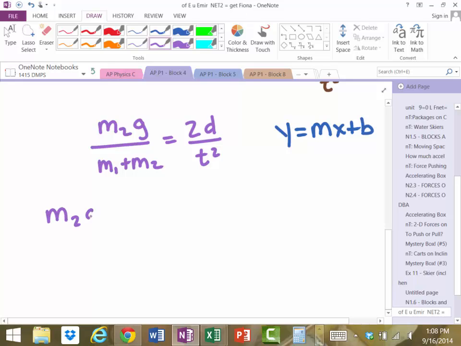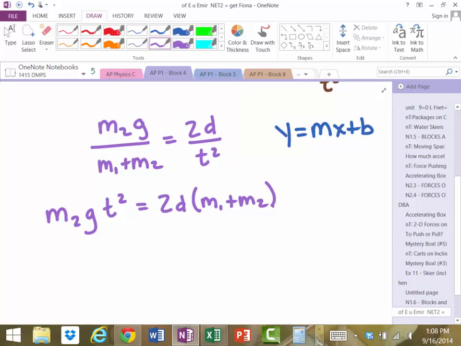So m2g t squared is equal to 2d times (m1 plus m2). We're making progress at least, huh? It's not exactly there, but we have the t squared on this side, right?